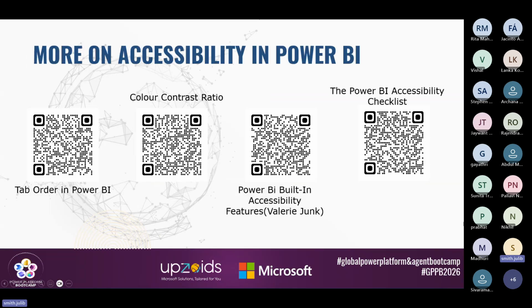So, more content on accessibility in Power BI. The videos for tab order and color contrast ratio are here. There is a really good session that Valerie Junk delivered on the built-in accessibility features in Power BI. So that's the recording. If you want a Power BI accessibility checklist, if you go to my website, there is the option to download.